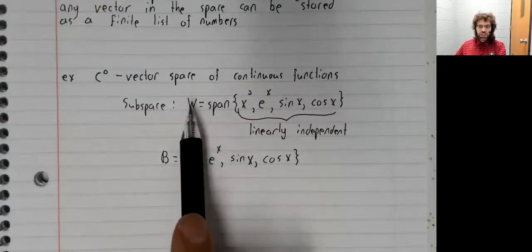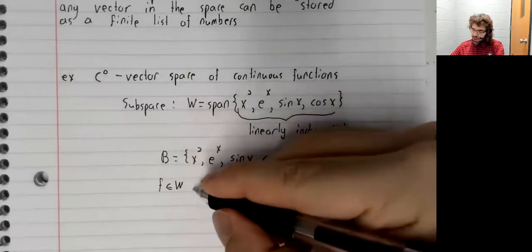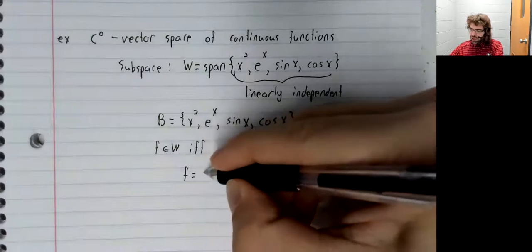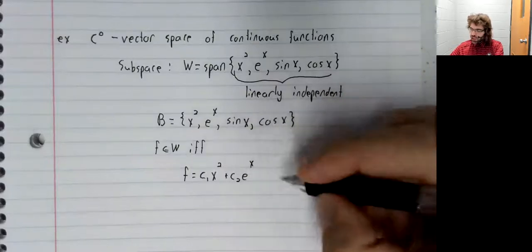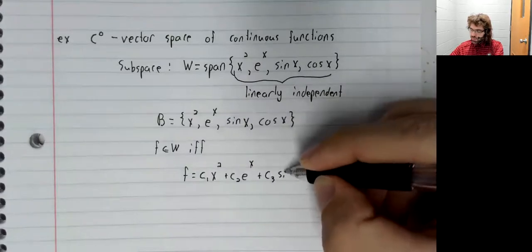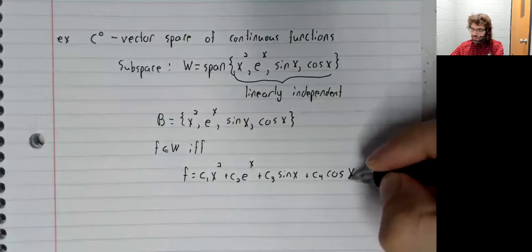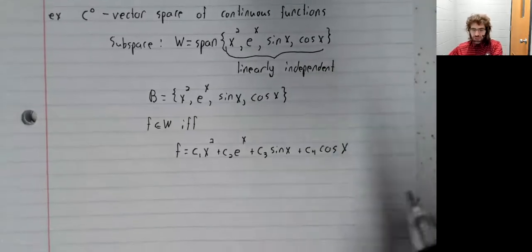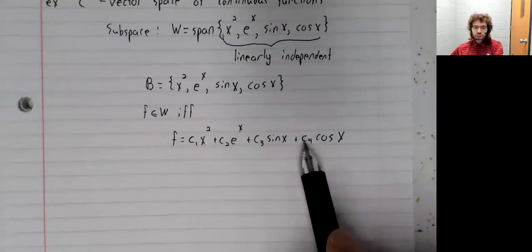And a function is in this subspace if and only if that function is a linear combination of these basis vectors. So far, this is just the definition of a spanning set. But what the unique representation theorem tells us is that any function can only be represented in one way.